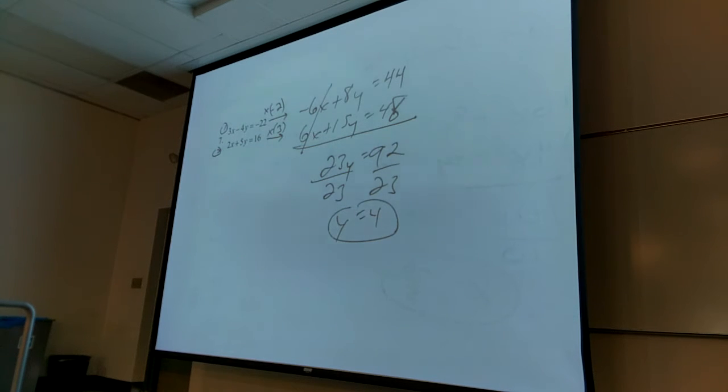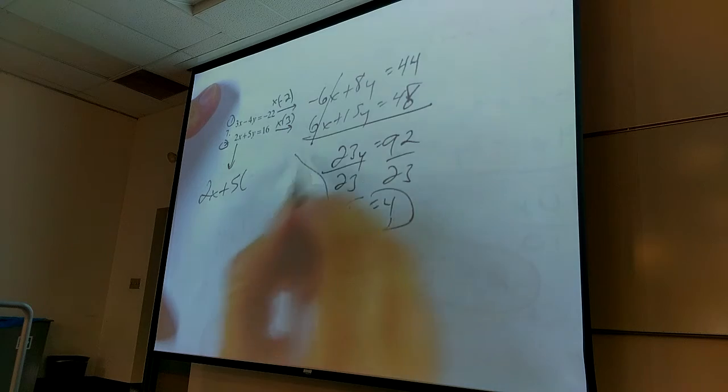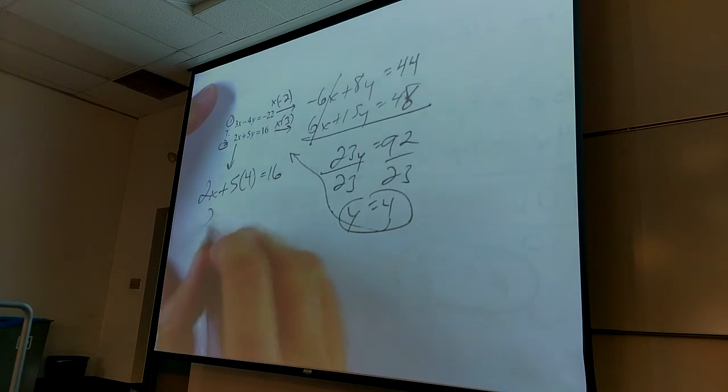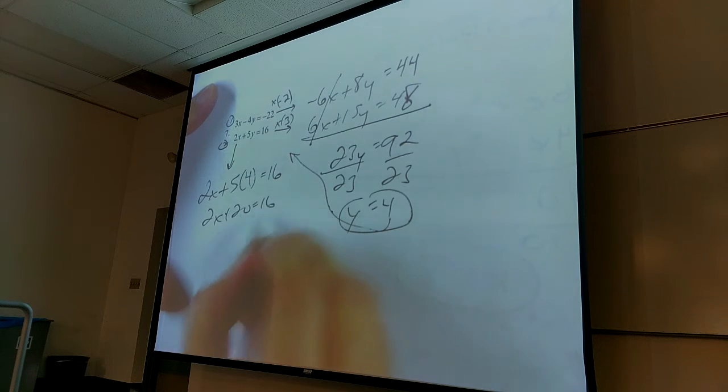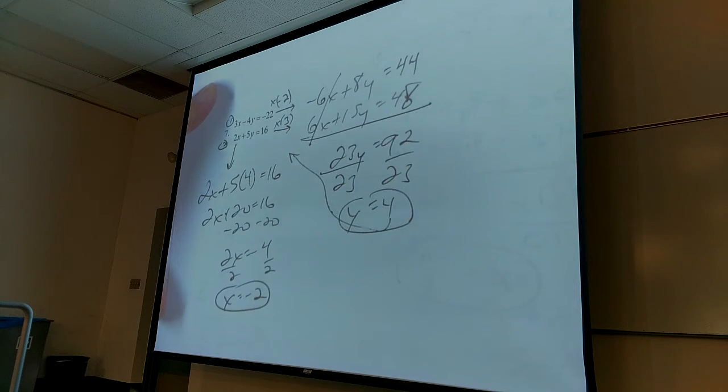It doesn't matter which one I plug it into. So I know y is 4. So if I do the second one here, which is 2x plus 5 times 4 equals 16. 2x plus 20 is 16. 2x is negative 4. X is negative 2.